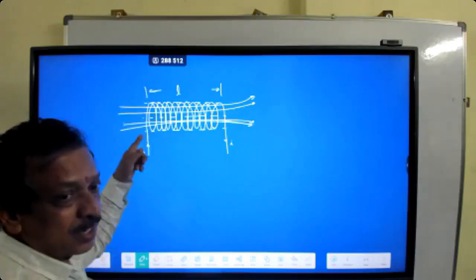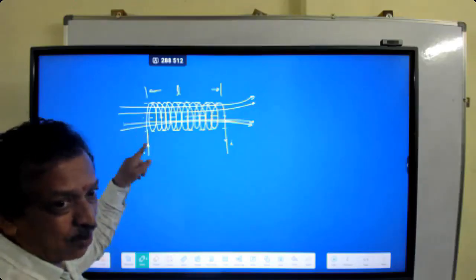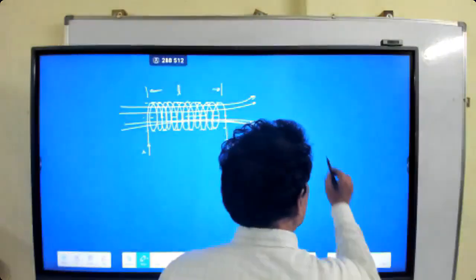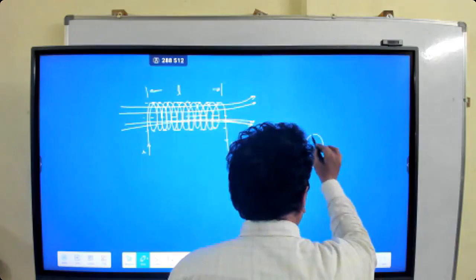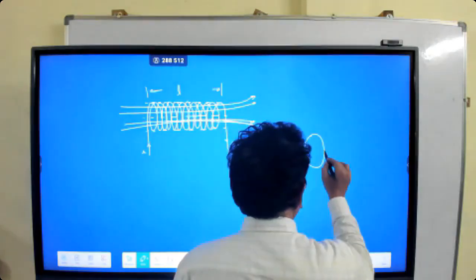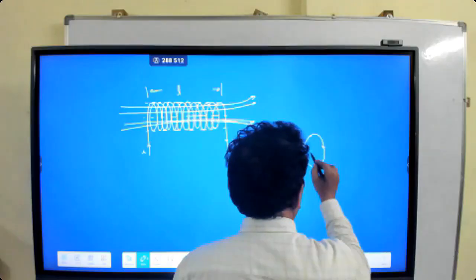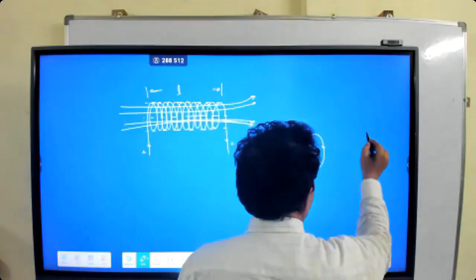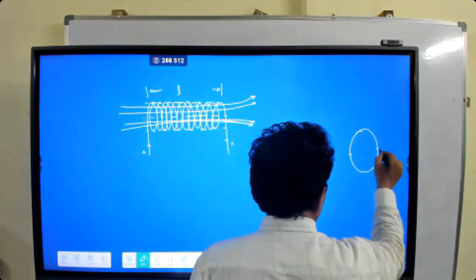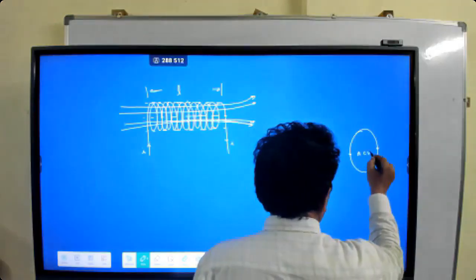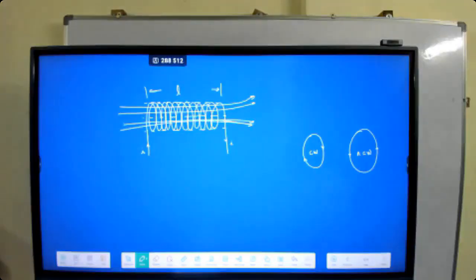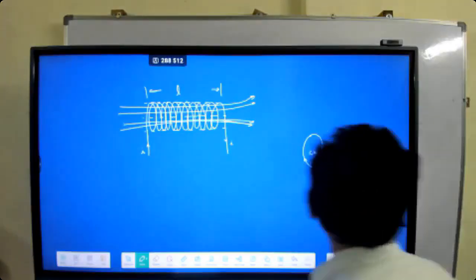And the current is in which direction, clockwise? Clockwise current in a loop makes which type of pole? Clockwise makes a south pole, anti-clockwise makes a north pole.